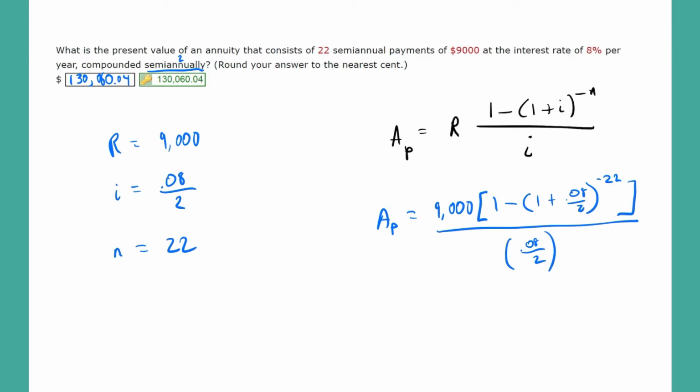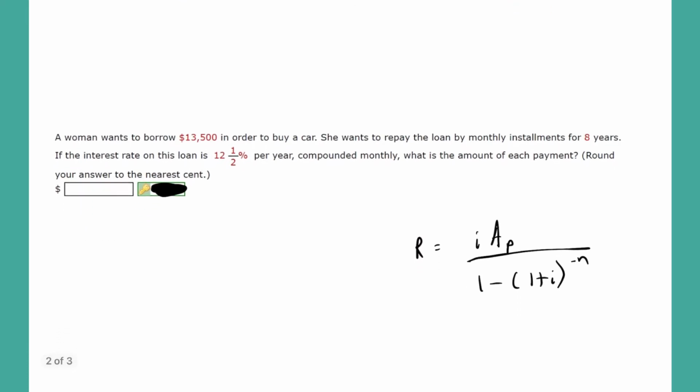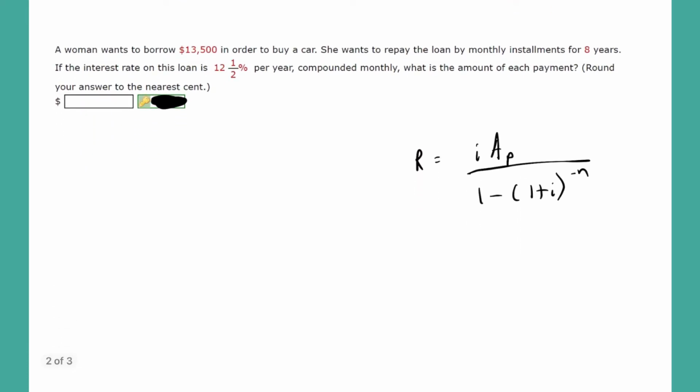Okay, moving right along. All right, a woman wants to borrow $13,500 in order to buy a car. She wants to repay the loan by monthly installments for 8 years. If the interest rate on this loan is 12.5%, wow, that's really high, compounded monthly, what is the amount of each payment? Okay, so for this, we're looking for the amount of the regular payments per month, which is R. That's what we're looking for. And we know how much the car cost, we know what the interest is, and we know the number of payments. So we should have all the information we need.